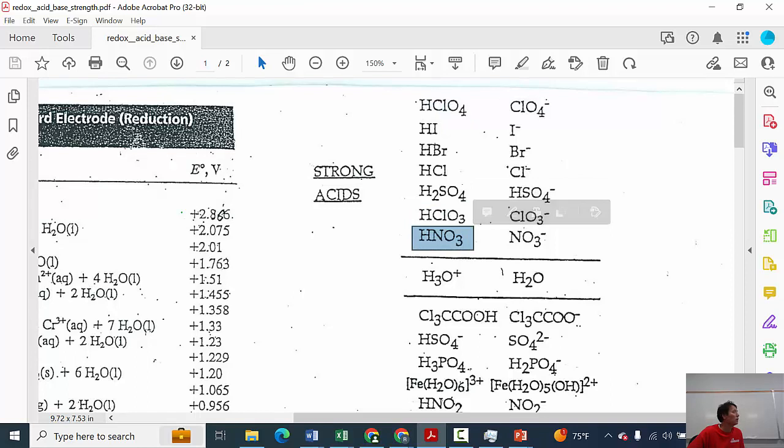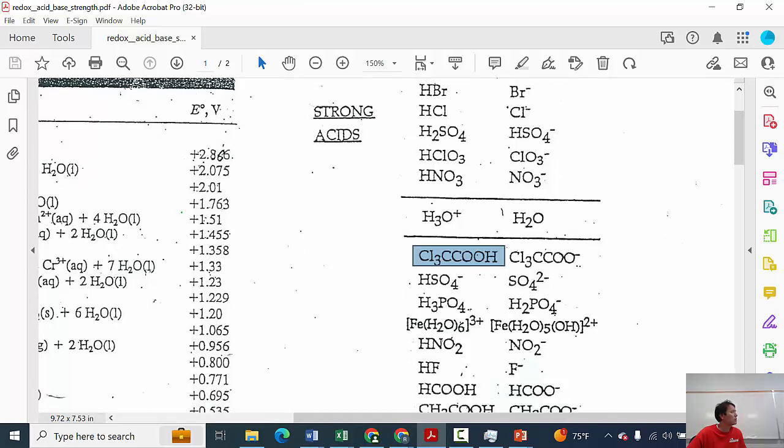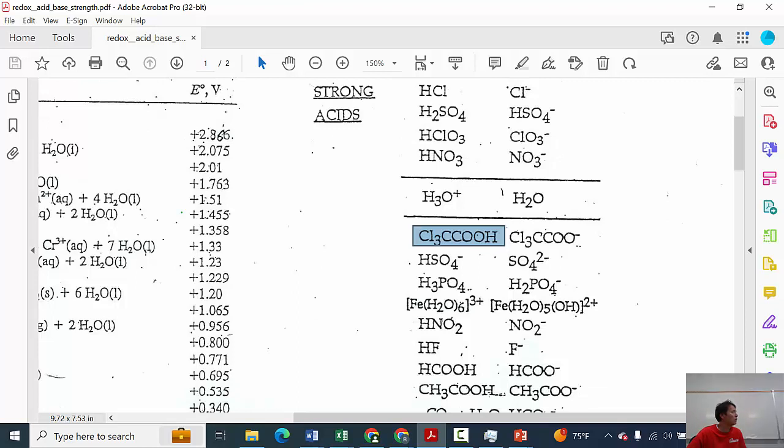HNO3 is nitric acid. H3O plus, hydronium. Can anybody name this acid? This one might be tricky. This one's called trichloroacetic acid. Trichloroacetic acid. It's borderline strong. HSO4 minus? Hydrogen sulfate ion, or another name for HSO4 minus? Bisulfate.